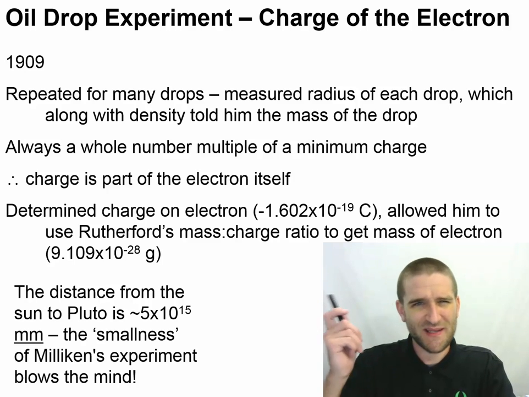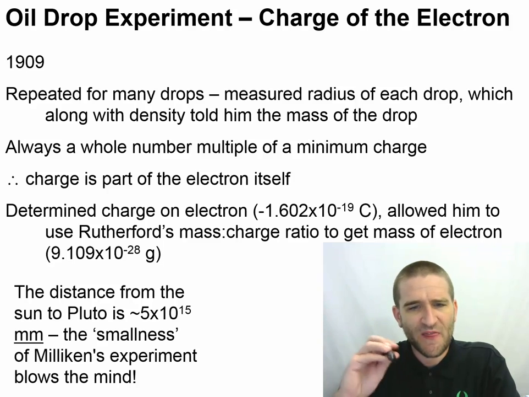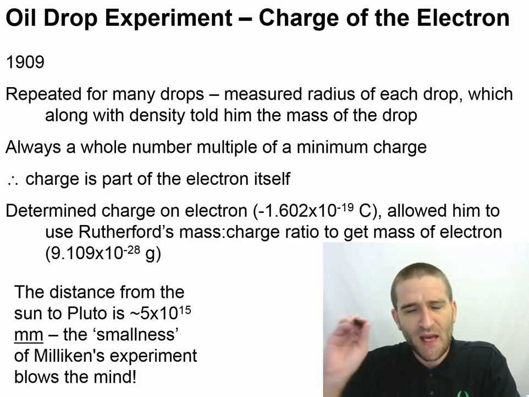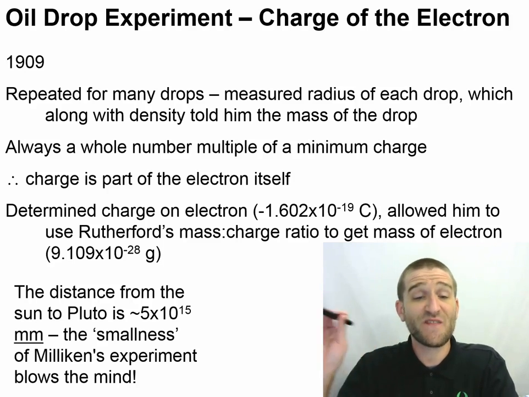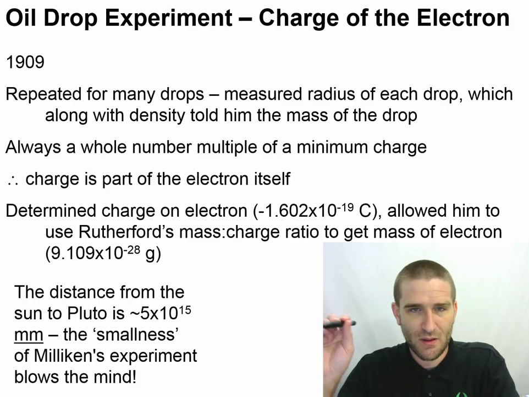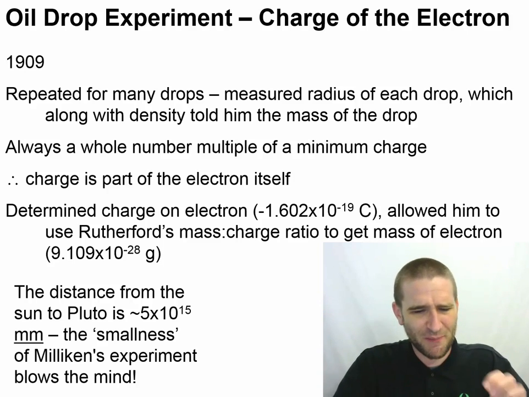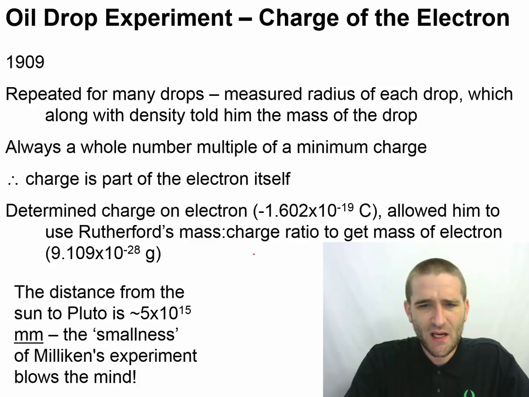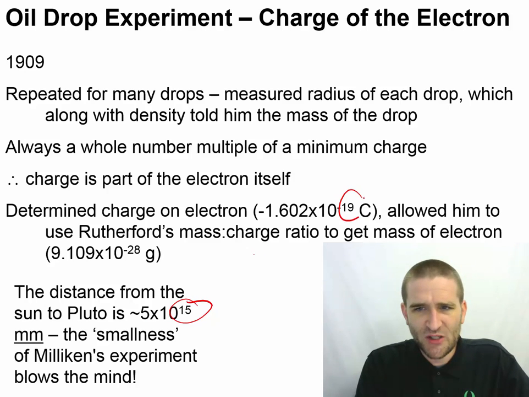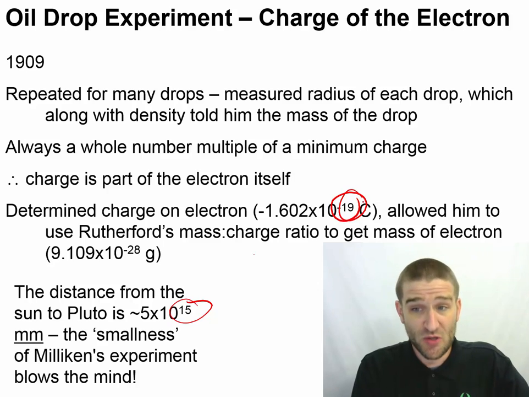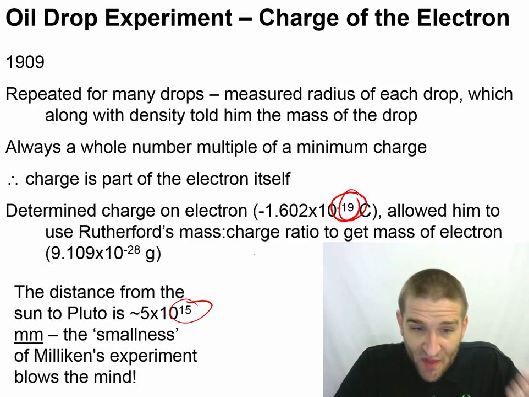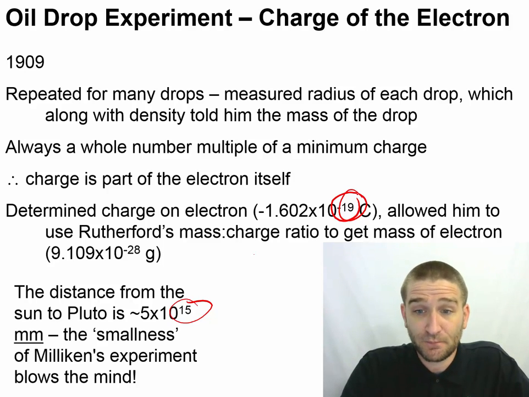Now, to give you some idea of the scales that we're working with here, the distance from the Sun to Pluto is going to be 5 times 10 to the 15th millimeters. That's going to be a pretty large number, right? 15 zeros after the 5. Take a look at this order of magnitude. This is a minuscule amount of charge when we're talking about the measurement in the units of coulombs. It's an incredibly tiny measurement that he had to do, and it kind of blows the mind when you think of it like that.